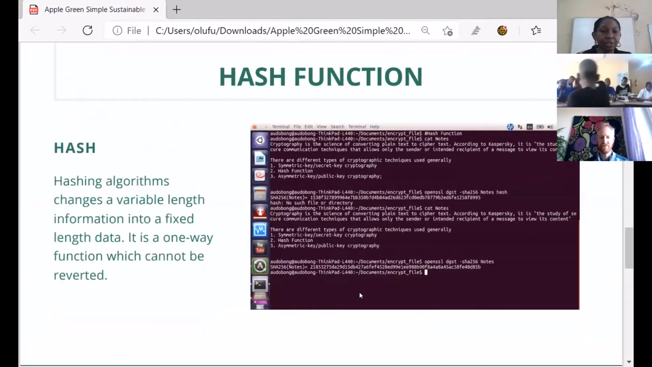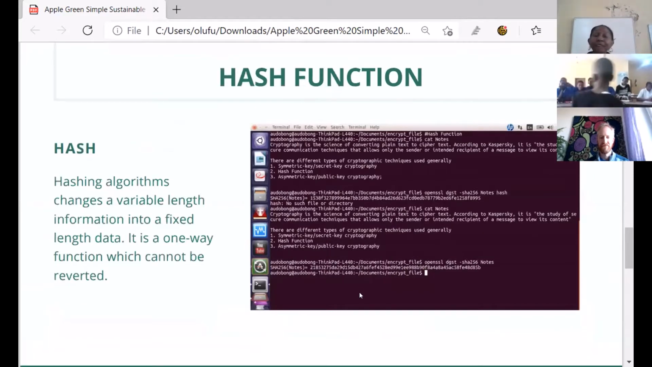So hash functions. Now here in hashing algorithms, you change any size of text into a fixed length text, and it creates a hash of that text. That information you can use to check the integrity of the information, whether it has been altered or not.